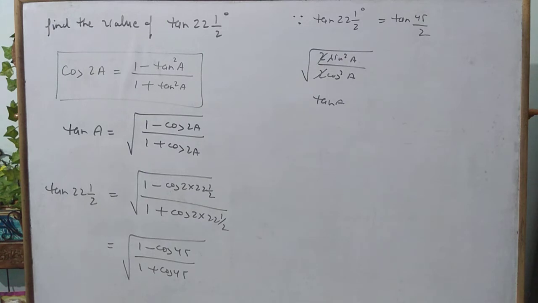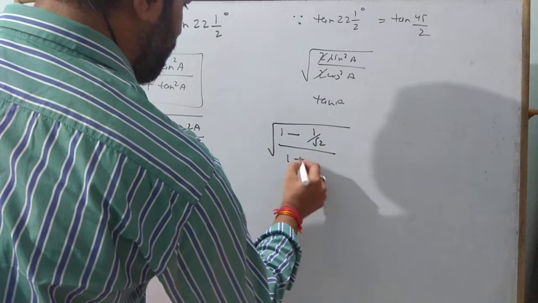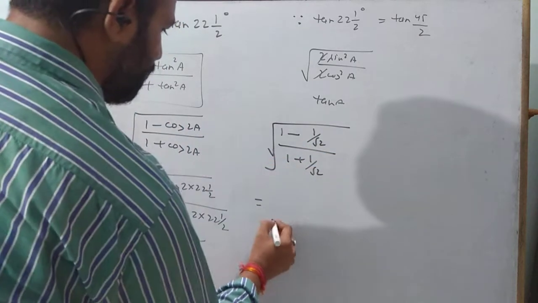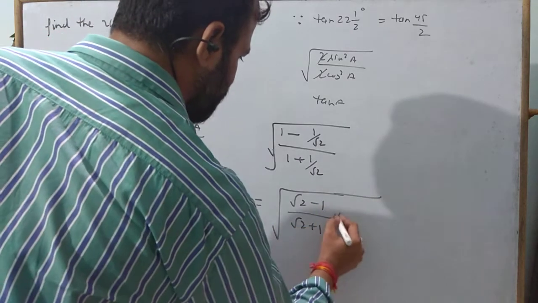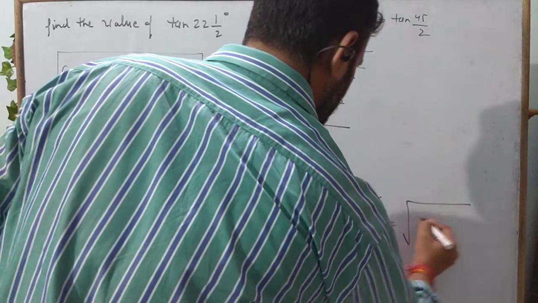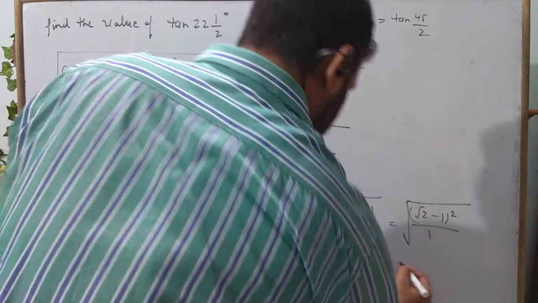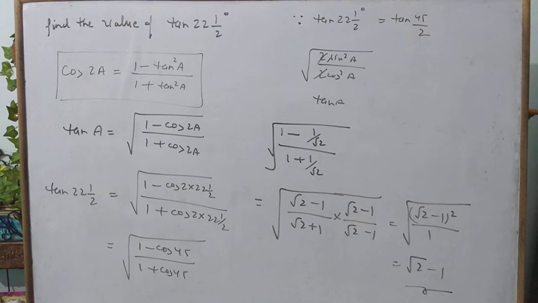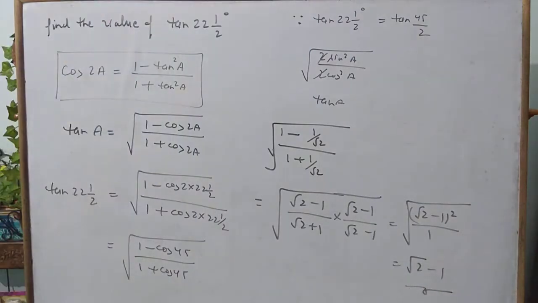As you know the value of cos 45, it is (1 minus 1 by root 2) upon (1 plus 1 by root 2). So it's (root 2 minus 1) upon (root 2 plus 1). Take the conjugate, so it becomes (root 2 minus 1) whole square upon 1. So this is root 2 minus 1. This is the value of tan 22½.